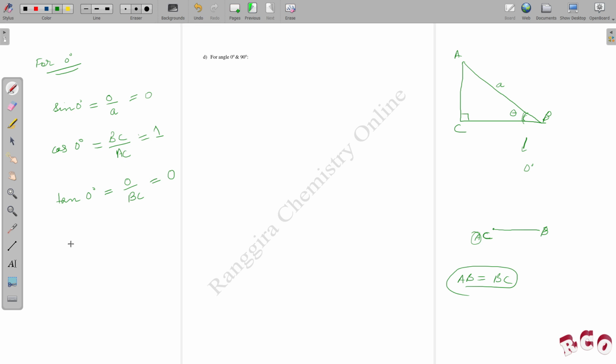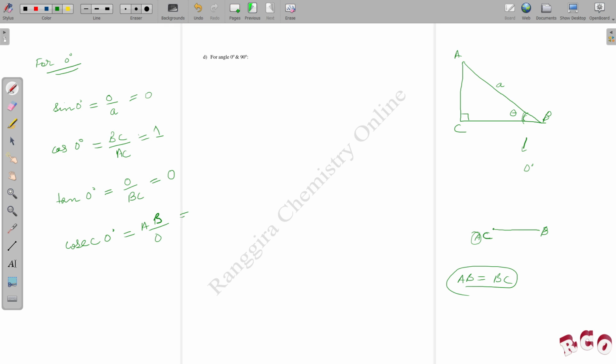And now let us see cosec 0. The formula for cosec is hypotenuse by opposite. Hypotenuse is AB, and BC is the same thing. So let me write, hypotenuse was AB, and then opposite is what? It has become 0. AC has become 0.